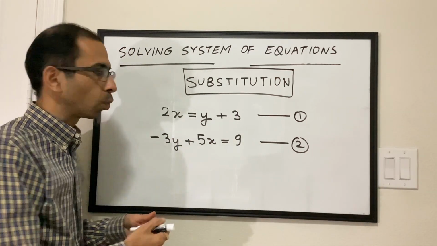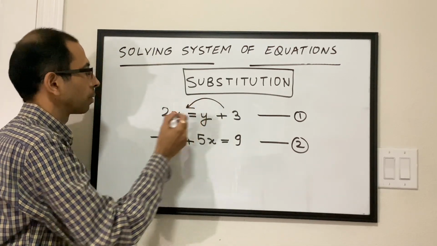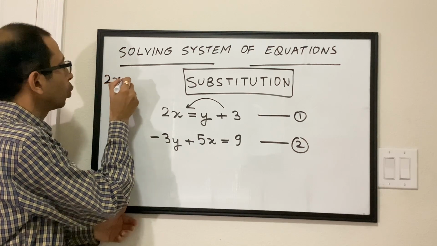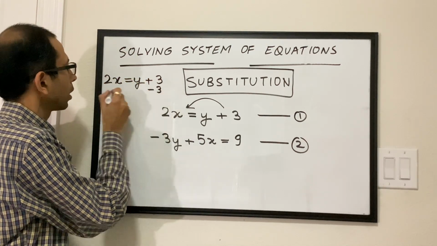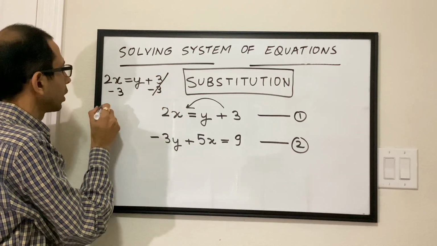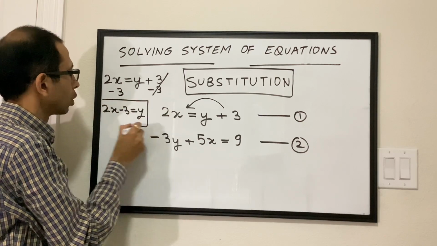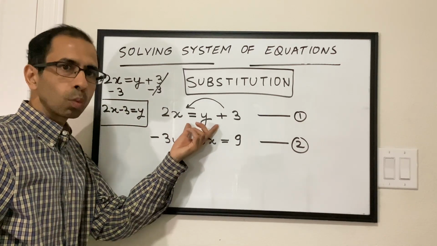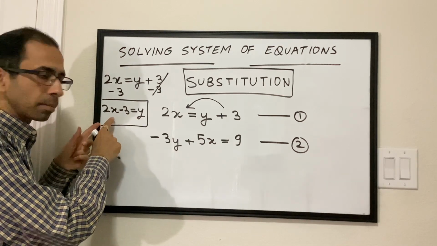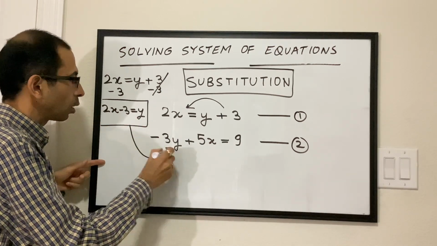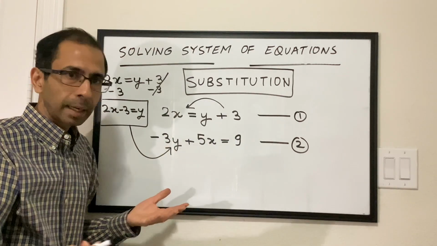If we look at equation 1, we can move 3 to the left side. So let's say we have 2x is equal to y plus 3, and we do minus 3 here and minus 3 here, and we get 2x minus 3 is equal to y. So we have rewritten equation 1 in such a way that y is written in terms of x. We now substitute this value of y into the second equation so that the second equation becomes completely in x.